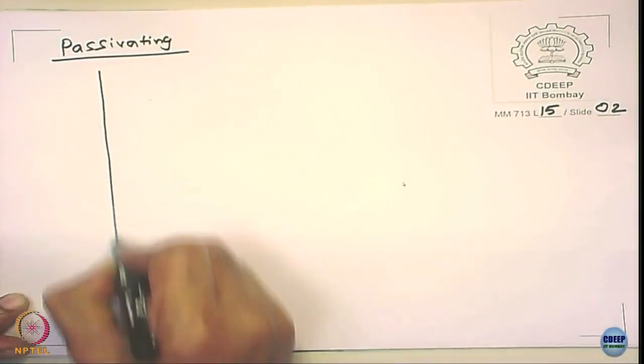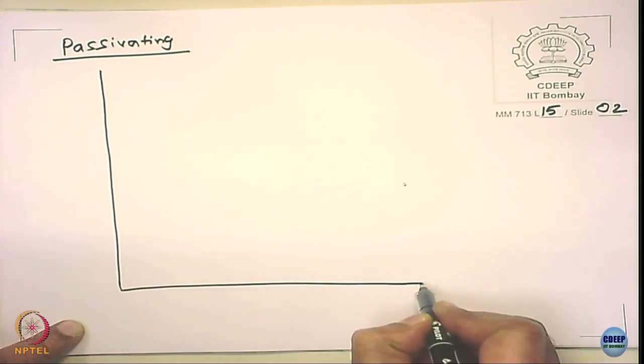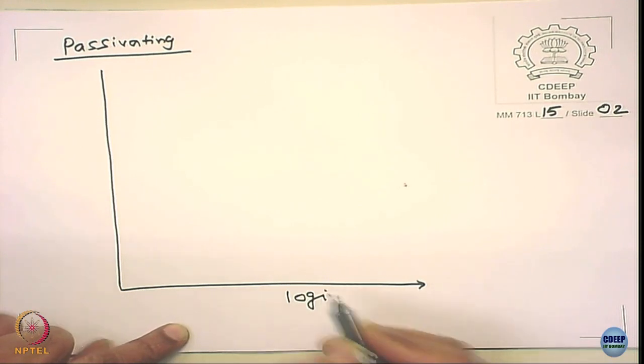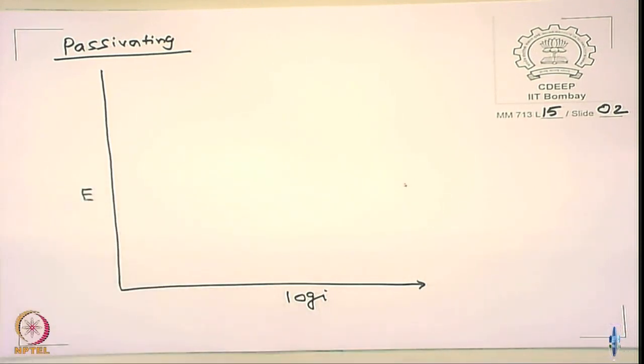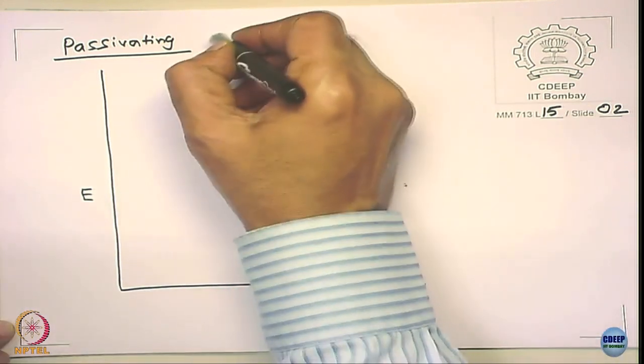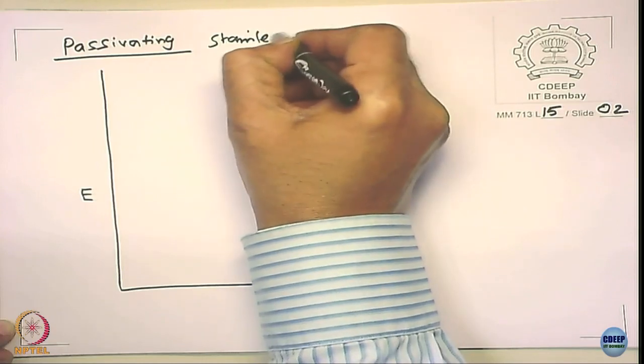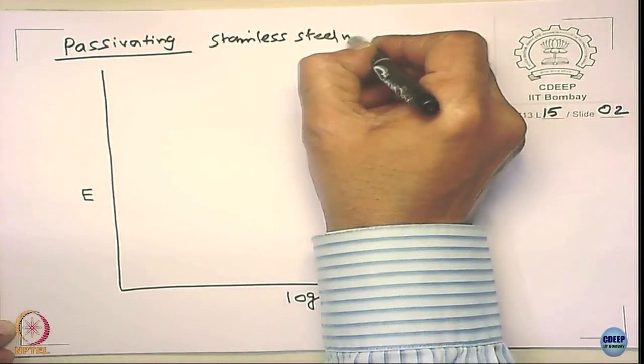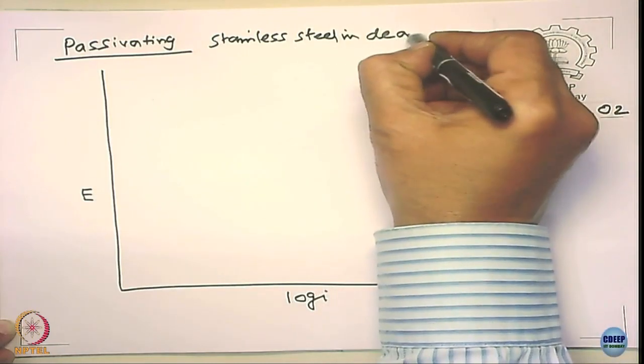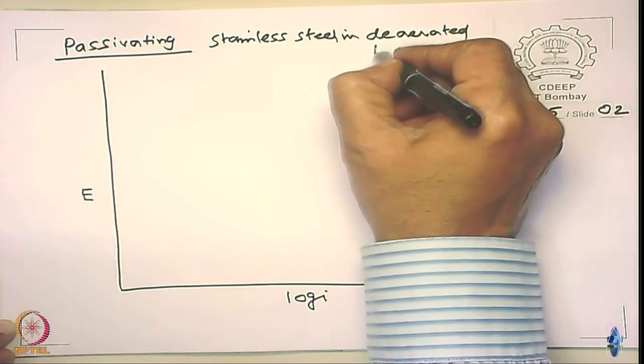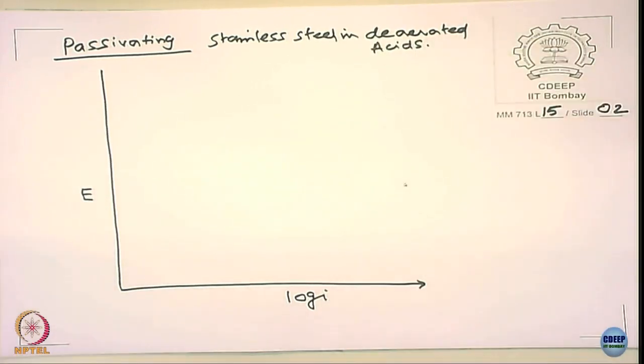Let us take the case of stainless steel in an acid solution, it is deaerated, it is not aerated. So what happens in that case? It undergoes active passive transitions. We have seen this somewhere before, but today is a different way of interpreting it. So, stainless steel in deaerated acids. I am not talking about pitting at all, just passivation, okay.